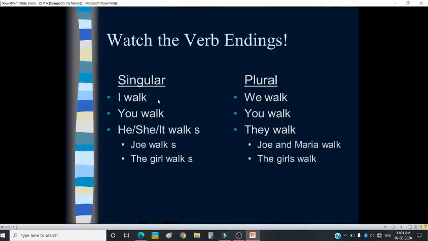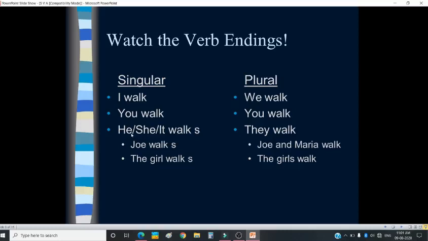Okay, so next, watch the verb endings. Singular: I walk, you walk, he, she, it walks, Joe walks, the girl walks. Here you see the difference. I walk, just change it to we walk. You also follow the same rule. So in the case of you and I, it has the same rule in singular and plural. I walk, we walk, you walk, you walk. He, she, it walks, they walk.